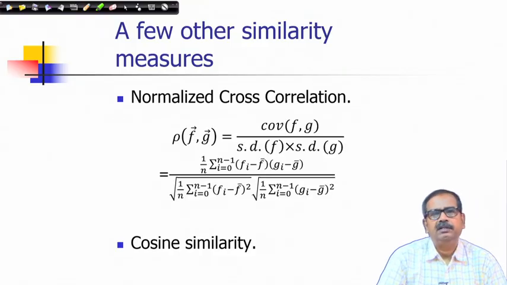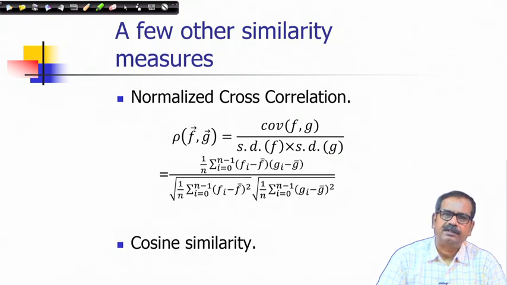So, this is the normalized cross correlation measure, which is defined as the correlation between two distributions, where the distributions are considered in terms of their components. It is the covariance of f and g divided by the standard deviation of vector f times the standard deviation of vector g, as defined in this expression.